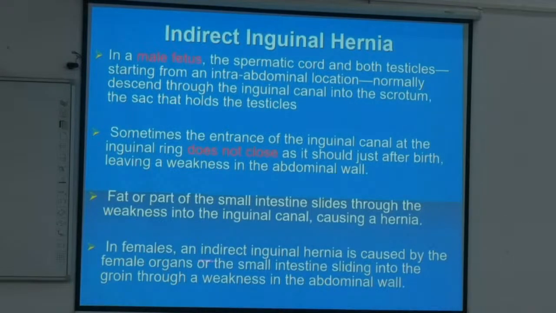And in females, an indirect inguinal hernia is caused by the female organs or the small intestine sliding into the groin through a weakness in the abdominal wall. Female organs means the ovaries can enter, or part of the small intestine or fat. Next.